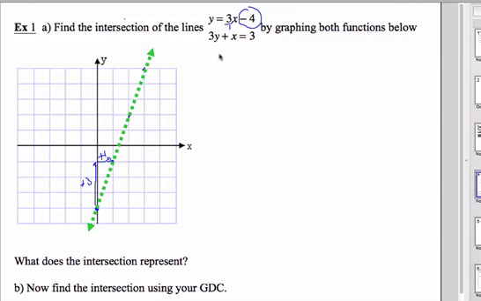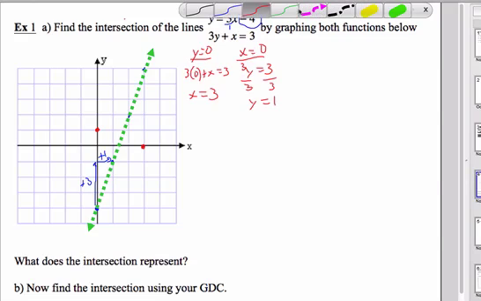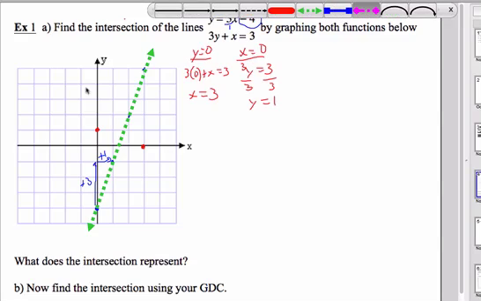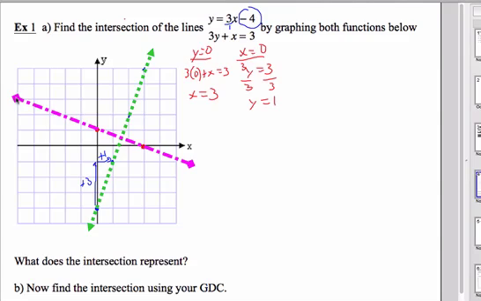And the second line is not in slope-intercept form. We could find the intercepts and graph. Actually, let's do that method. If y equals 0, we can solve for x. We get 3 times 0 plus x equals 3, and x equals 3. If x equals 0, then 3y equals 3, and we get the y-intercept equals 1. So we have the x-intercept and the y-intercept, 3 and 1, and then we can graph it. So I'm going to graph right here, like so.